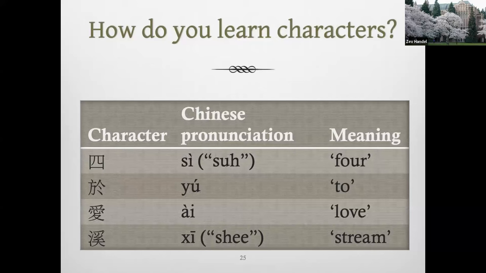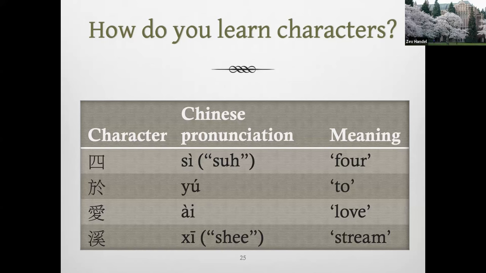Well, you're going to do it actually the same way that students learn Chinese as a foreign language today. You are going to look at the characters, and for each one, you're going to memorize how you pronounce it and what it means. And you're an English speaker. So what it means for you is going to be a translation into English. This is exactly how I learned Chinese characters when I was in college.